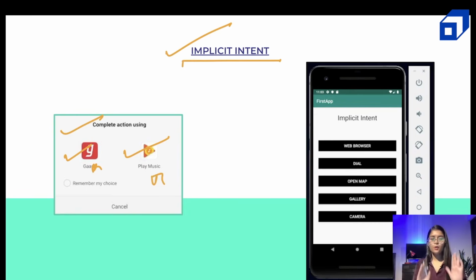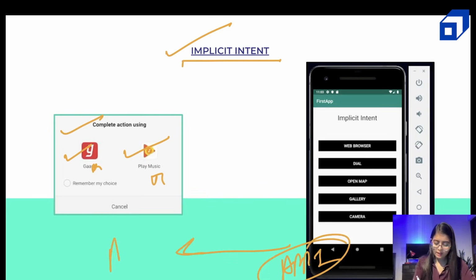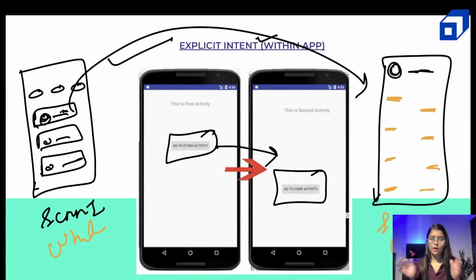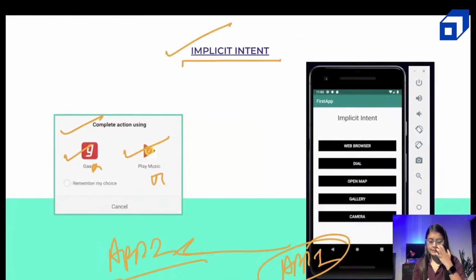In this one, you are moving from one screen to another screen, but the apps are different. This is app 1. From this app you will move to another screen, and that screen will be of app 2. So explicit means within the app you are switching between screens, but implicit means you are switching between screens of different apps.